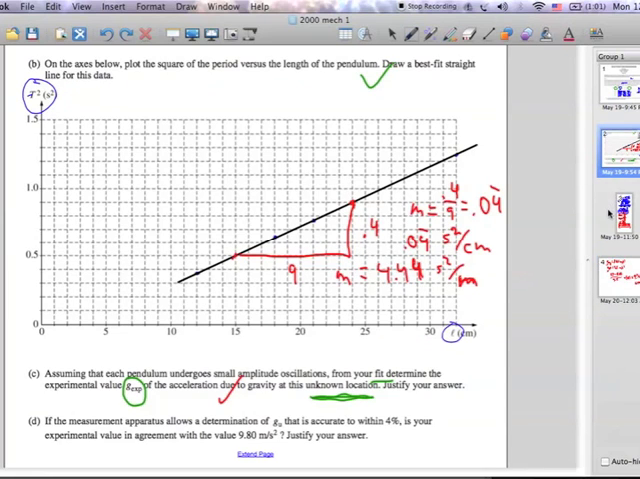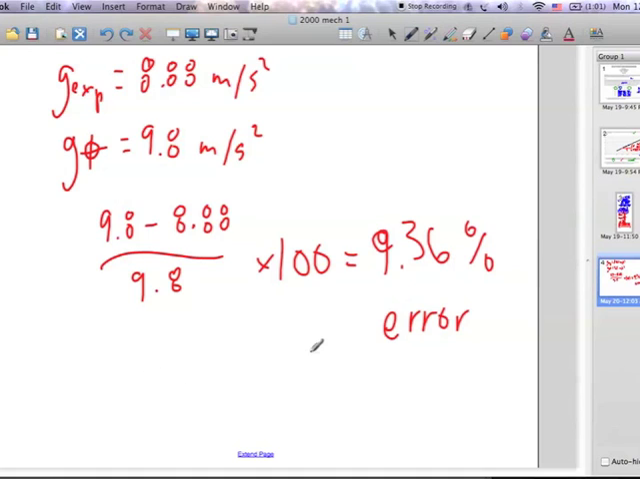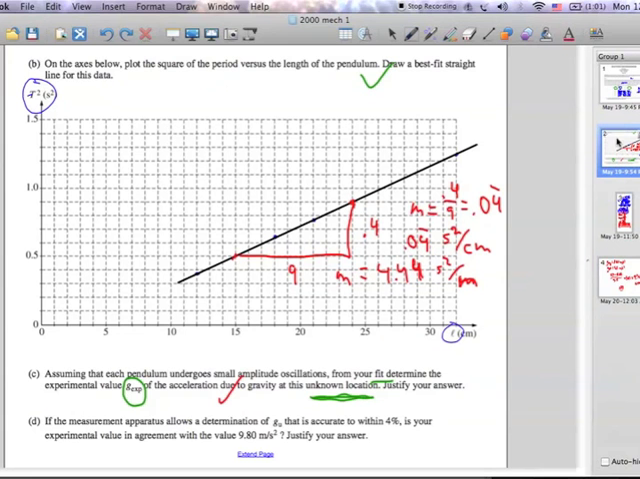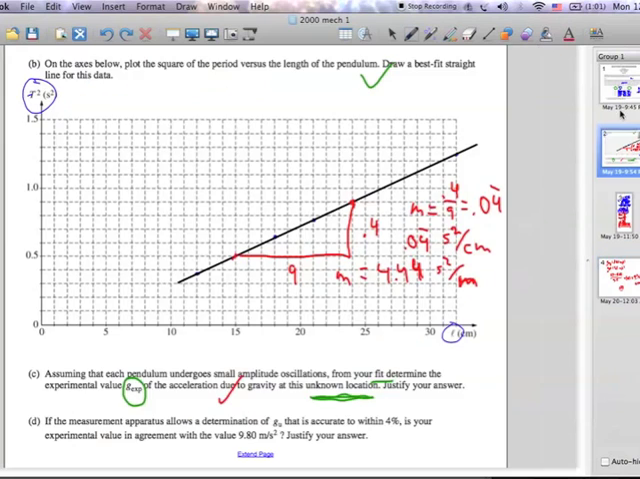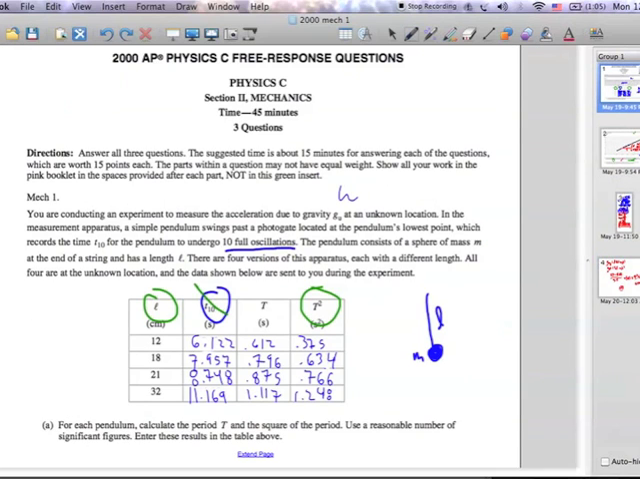And so is that D? That's D. And so the answer to D is no, not 4%, 9.36%, which is okay, but not great. We could have done better. So anyway, that is Mech 1, even though we didn't do E.